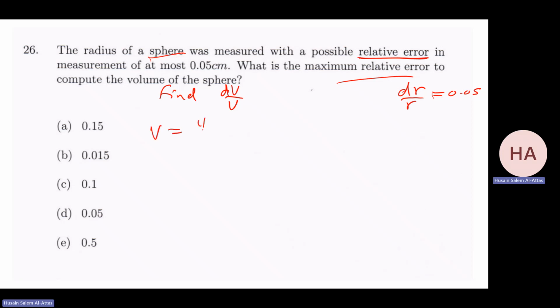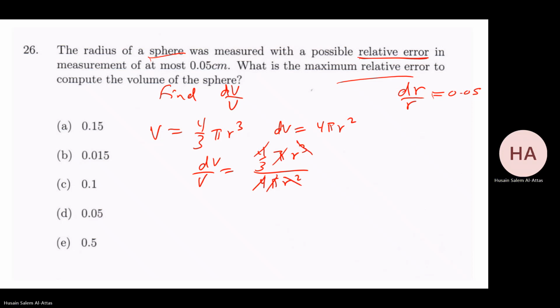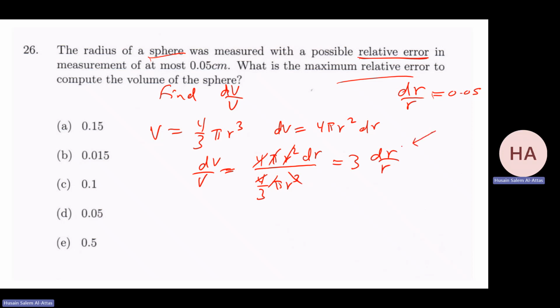Okay, but I know that the volume of the sphere is 4 over 3 pi r cubed, with dV 4 pi r squared dr. So dV by V will be 4 pi r squared dr over 4 over 3 pi r cubed. Cancel, cancel, cancel. Oh, don't forget there is a dr here. I'm mixing them. So that will be 3 dr over r. I don't know what dr or r is, but I know dr over r is 0.05. So this is 3 times 0.05, which is 0.15.